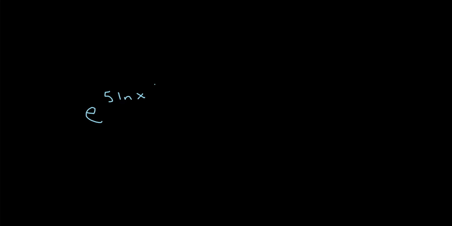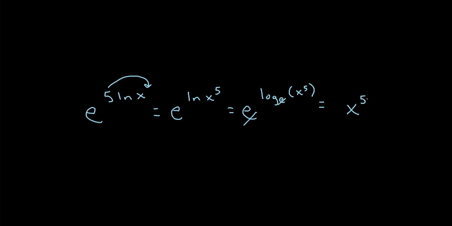All right, let's try one more. Let's say we have e to the power of 5 times the natural log of x. How can we figure out this one? Well, we can start by rewriting it as e, and we can throw this 5 up top here as an exponent. So we can say e to the power of the natural log of x to the 5th. And recall, the natural log is just log base e. So we could rewrite this as e to the log base e of x to the 5th. And remember, when we have something in this form, these e's cancel out, and this whole expression is just equal to whatever is inside the parentheses. So that's just x to the 5th. So that's our answer.